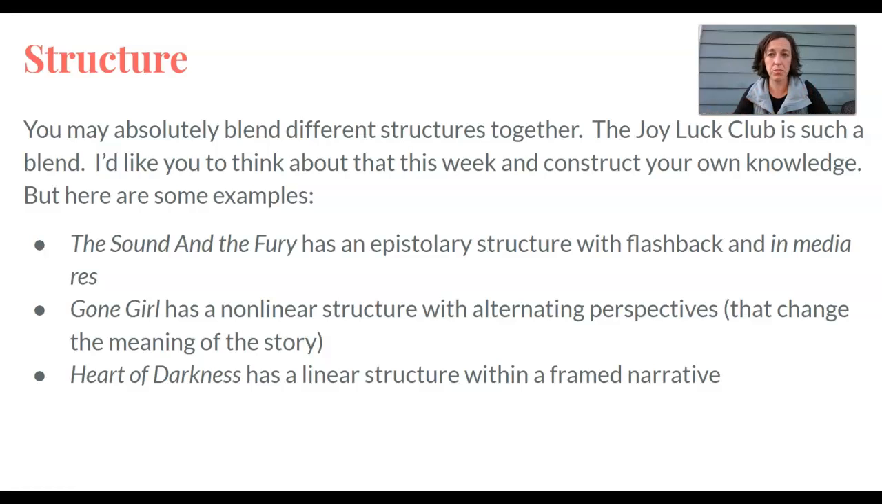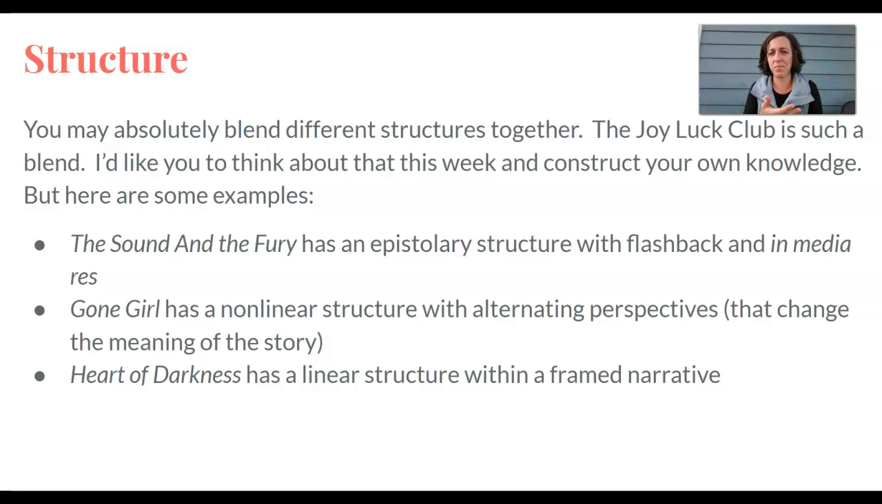You can absolutely blend structures, and authors often do. The Joy Luck Club is a blend. I don't want to say which one because I want you to think about that this week and construct your own knowledge. But, for example, The Sound and the Fury, that's 3 structures at least. It's epistolary, it's flashback, it's in media res. It's definitely non-linear, but it's a blend.